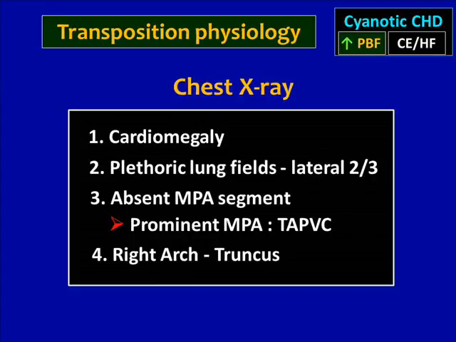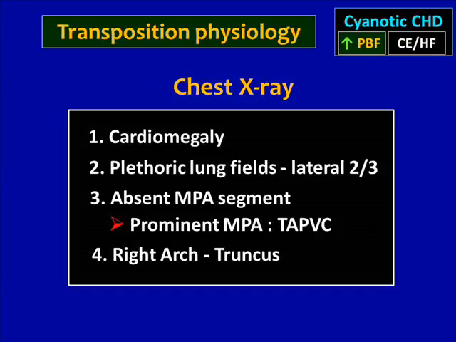So the chest X-ray in this group of transposition complex also reflects the pathophysiology. It will show cardiomegaly. The increased pulmonary blood flow is called plethoric lung fields. In cyanosis with decreased pulmonary blood flow, the pulmonary artery segment is not seen because it is small. In increased pulmonary blood flow, also the pulmonary artery segment is not seen because of transposition and the pulmonary artery lying posteriorly. However, in one group of these patients, pulmonary artery will be prominent, namely in TAPVC without a transposition.